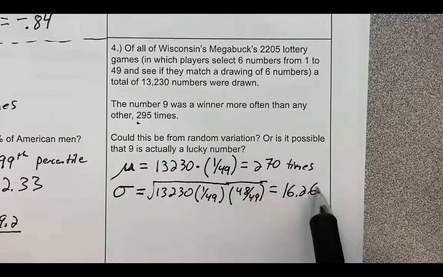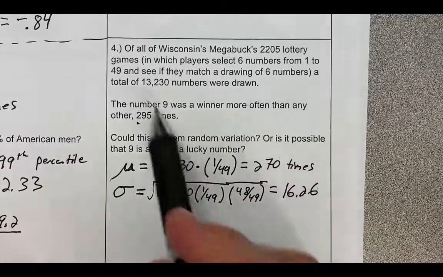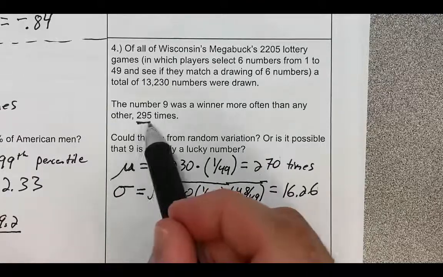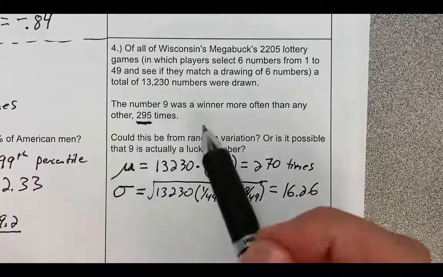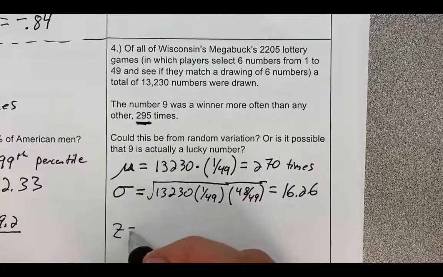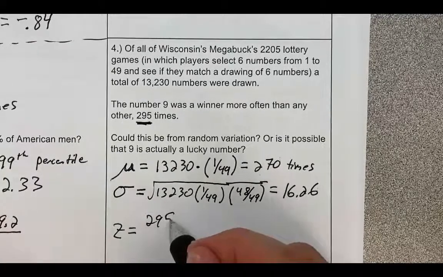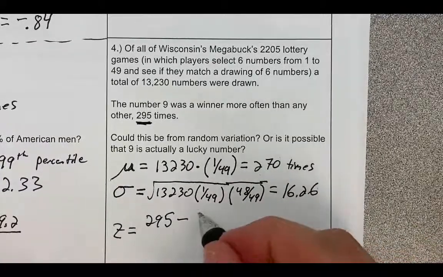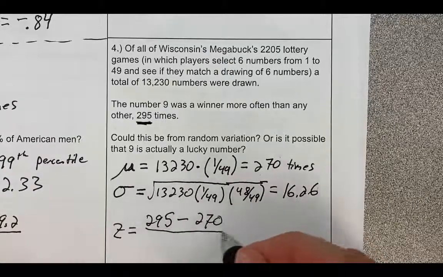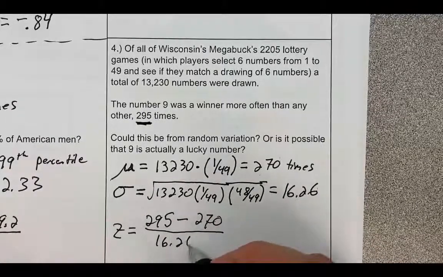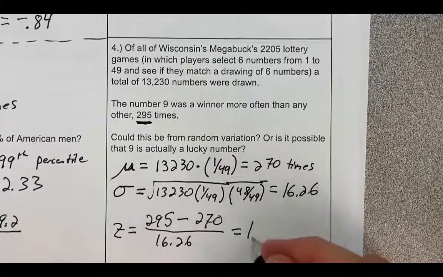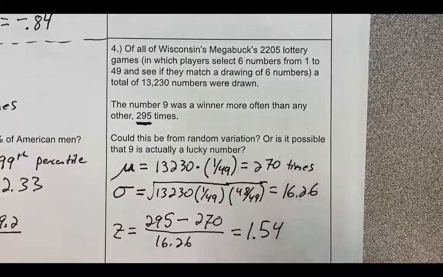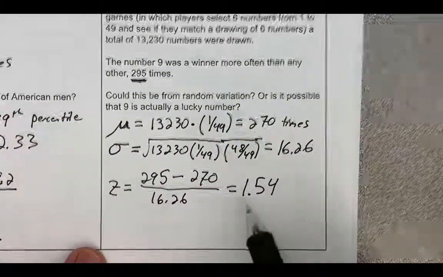Okay, well, we're getting closer. This tells us our standard deviation. Let's figure out our z-score. Let's figure out the number of standard deviations away from the mean that 295 is. All right, so let's go. z equals 295 minus 270 divided by the standard deviation, which is 16.26, and you end up with 1.54 for the z-score. Right? This is not unreasonable, right?